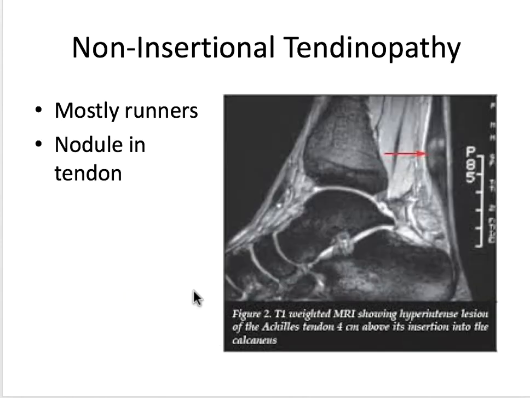The first thing we're going to apply this to is non-insertional tendinopathy. It's mostly acquired in runners, and it's noted by a large nodule in the tendon, which is shown here. Just to orient you for a minute, this is the tibia, here's the talus, this is the calcaneus, so the ankle joint, the subtalar joint, and then here we see the Achilles tendon traversing superiorly. This large nodule is abnormal. The tendon should be much thinner, looking like this distal part down here.